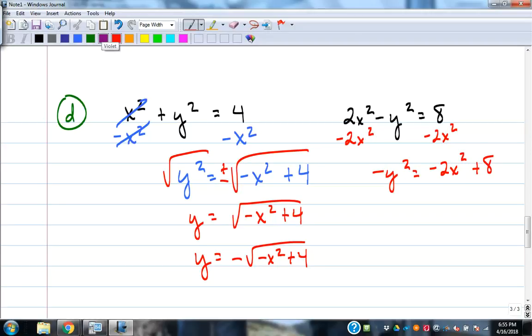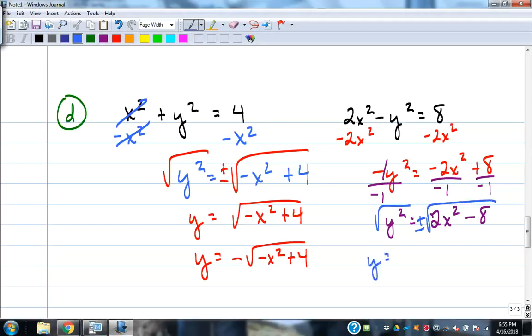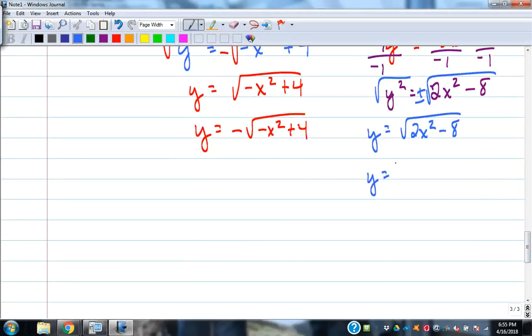What now? Can't do that yet. Or divide by -1, same thing. I'm going to divide. So that'd be 2x squared minus 8. And then I can do that square root. So I get y is equal to the positive square root of 2x squared minus 8. And y is equal to the negative square root of 2x squared minus 8.